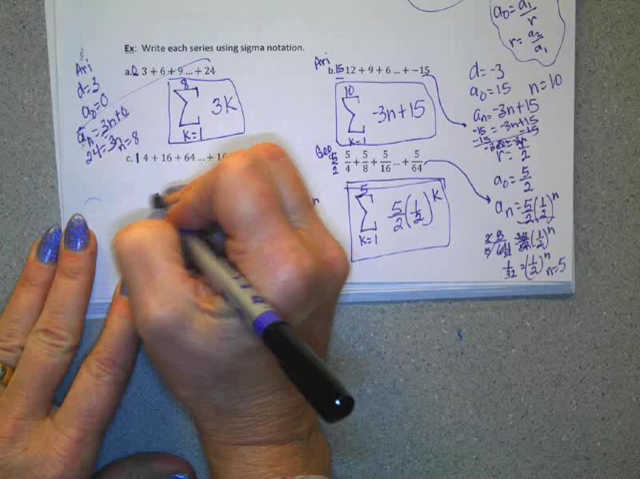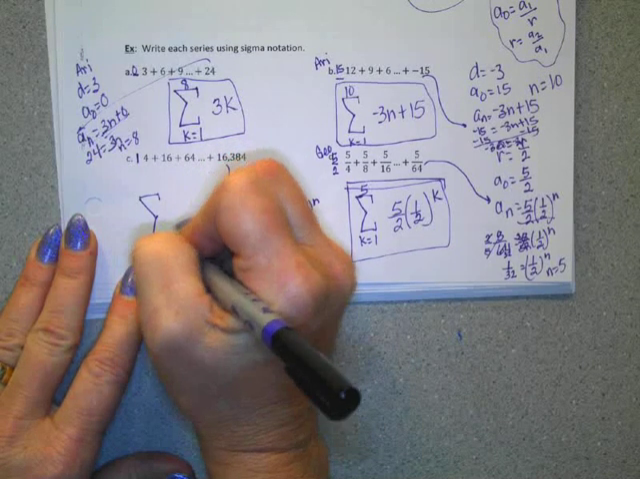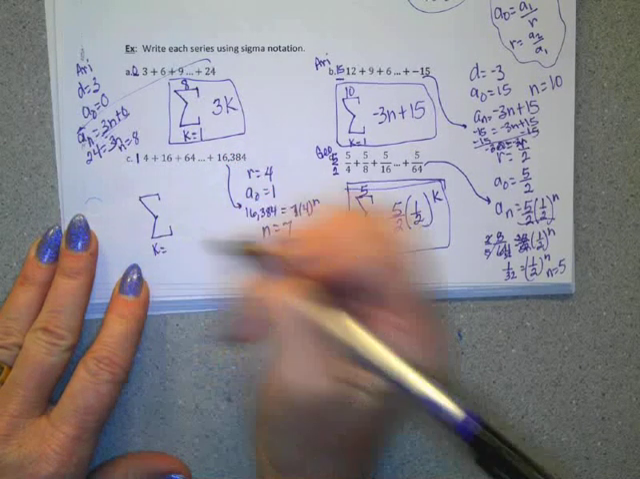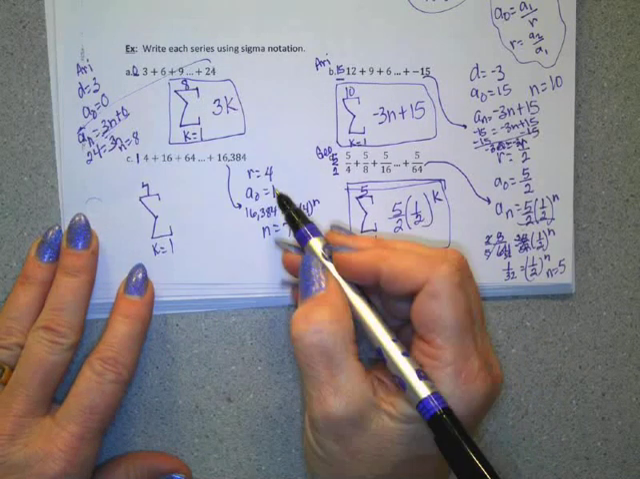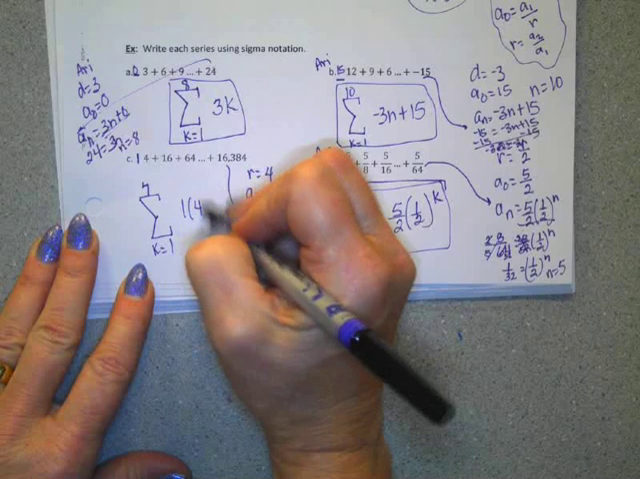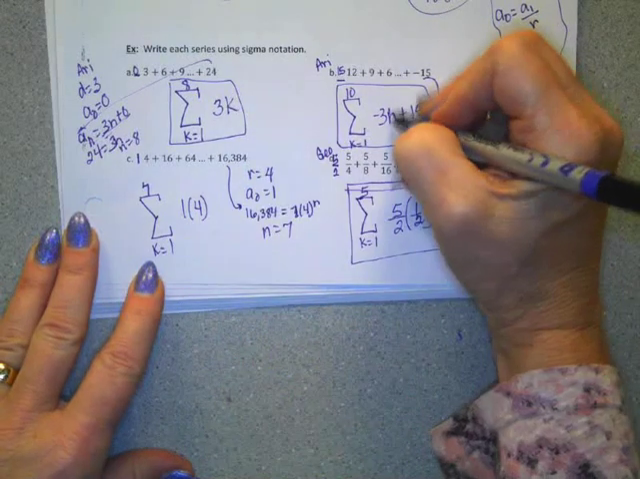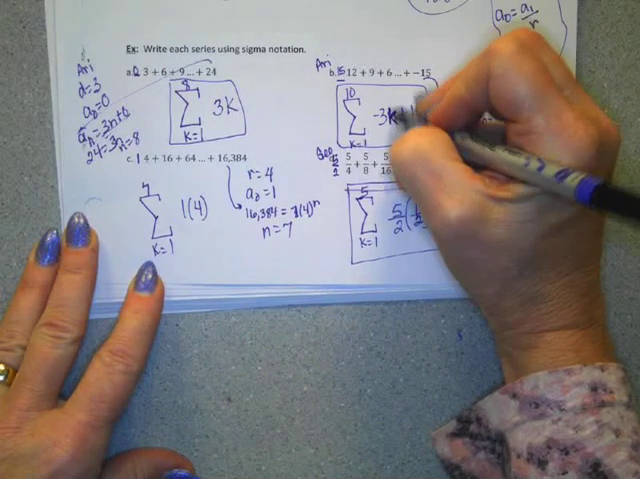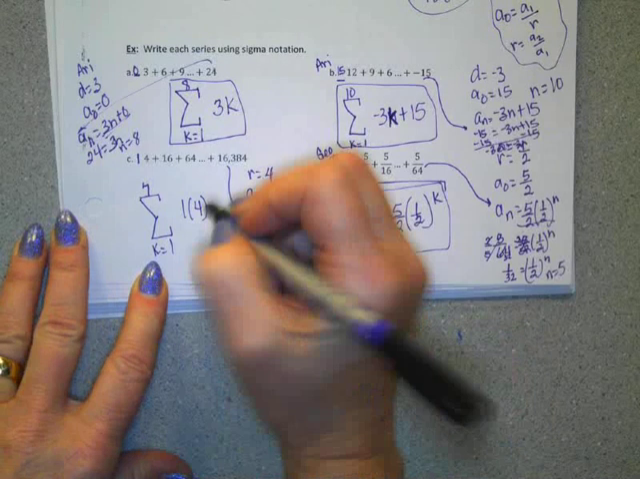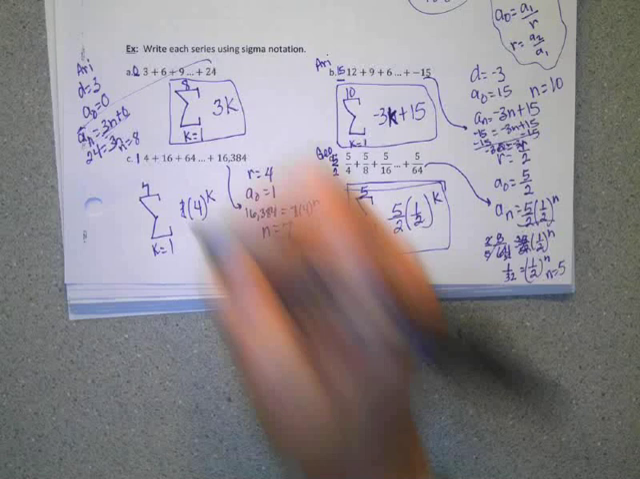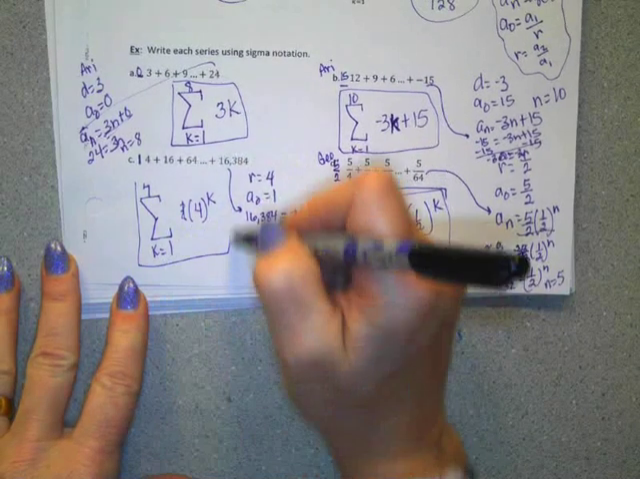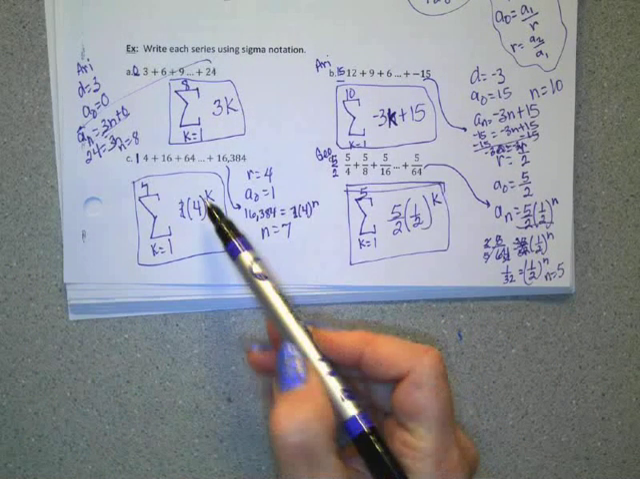So summation, k is equal to 1. It stops at 7. I can put the 1 if I want, like this. 4 to the, oh, I just realized I made a mistake up here. This should have been a k. This needs to be a k. Or you don't even really need to have that 1 if you don't want it. All right, guys, so just be careful. Make sure you have the k's there.